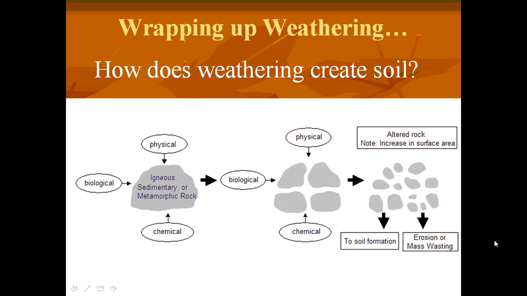When they're weathered, they're broken into smaller pieces, like in the second picture of the rocks. Then they're weathered some more into even smaller pieces of sediment, which forms our soil, and then that sediment can be eroded or moved around as well.